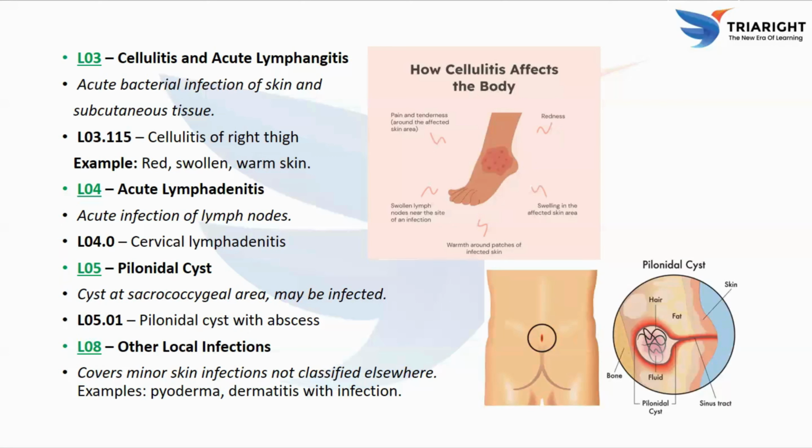So what are the examples? Pyoderma, which is a pus-forming infection, and dermatitis with infection. When the chart clearly describes an infection but it does not fit the cellulitis, abscess or cyst codes, you have to check the L08 code. So this is about cellulitis and pilonidal cyst.